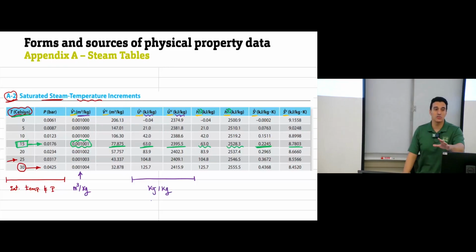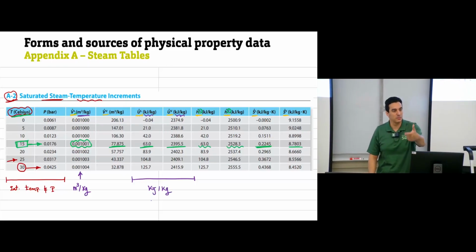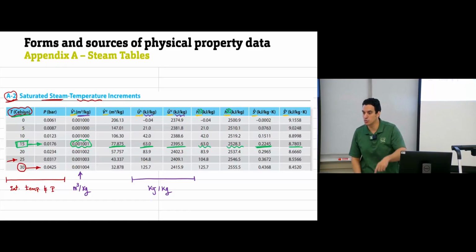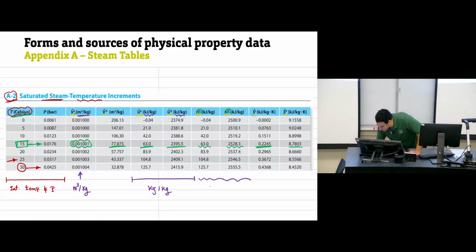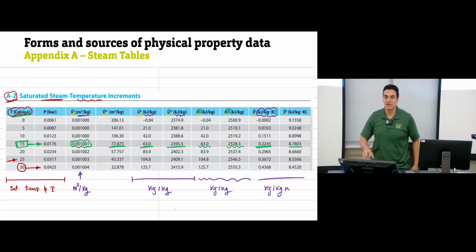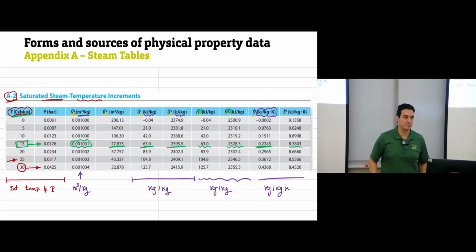So make sure kilojoule is not SI. So this number should be multiplied by 1000 to be converted to joule. Okay. Then we have specific enthalpy. So again, this one is kilojoule per kilogram. Last one, specific entropy. This one is kilojoule per kilogram Kelvin. And again, all the units are here. There is no need to memorize anything. Everything is there. You just need to know how to read this table.